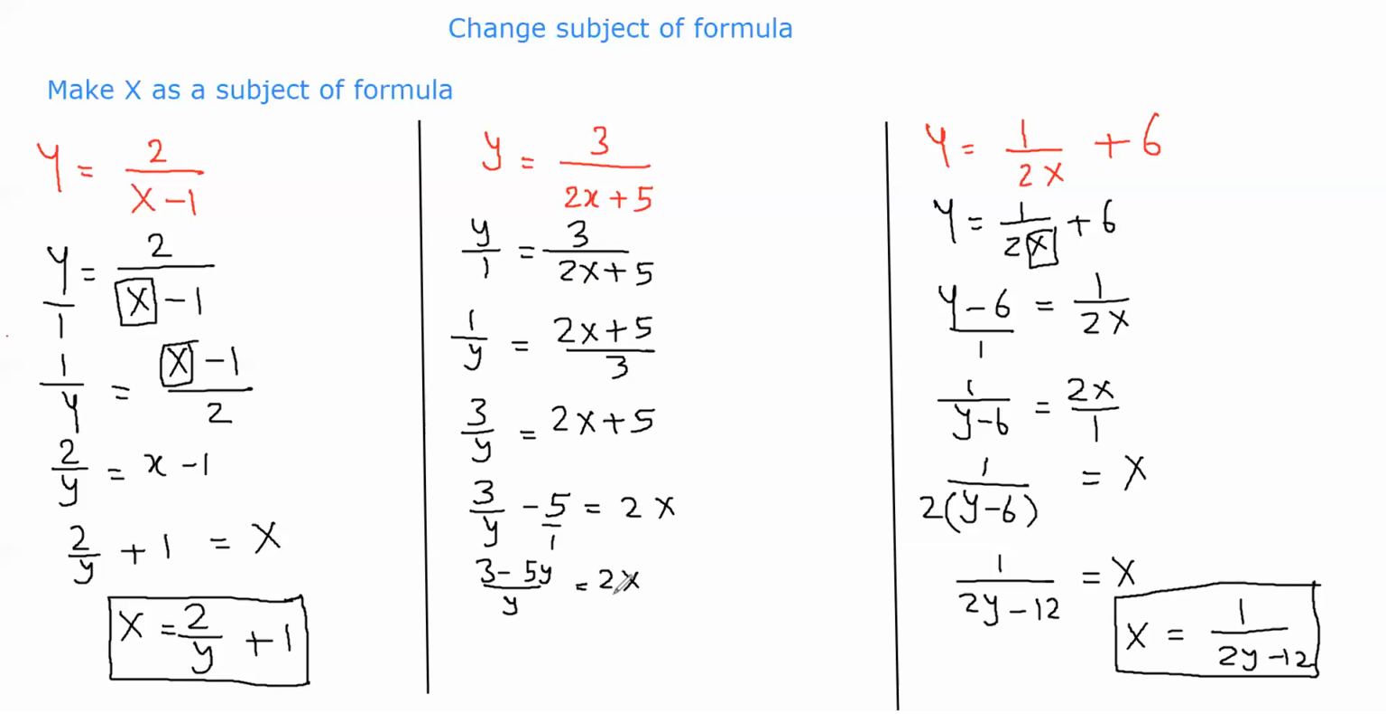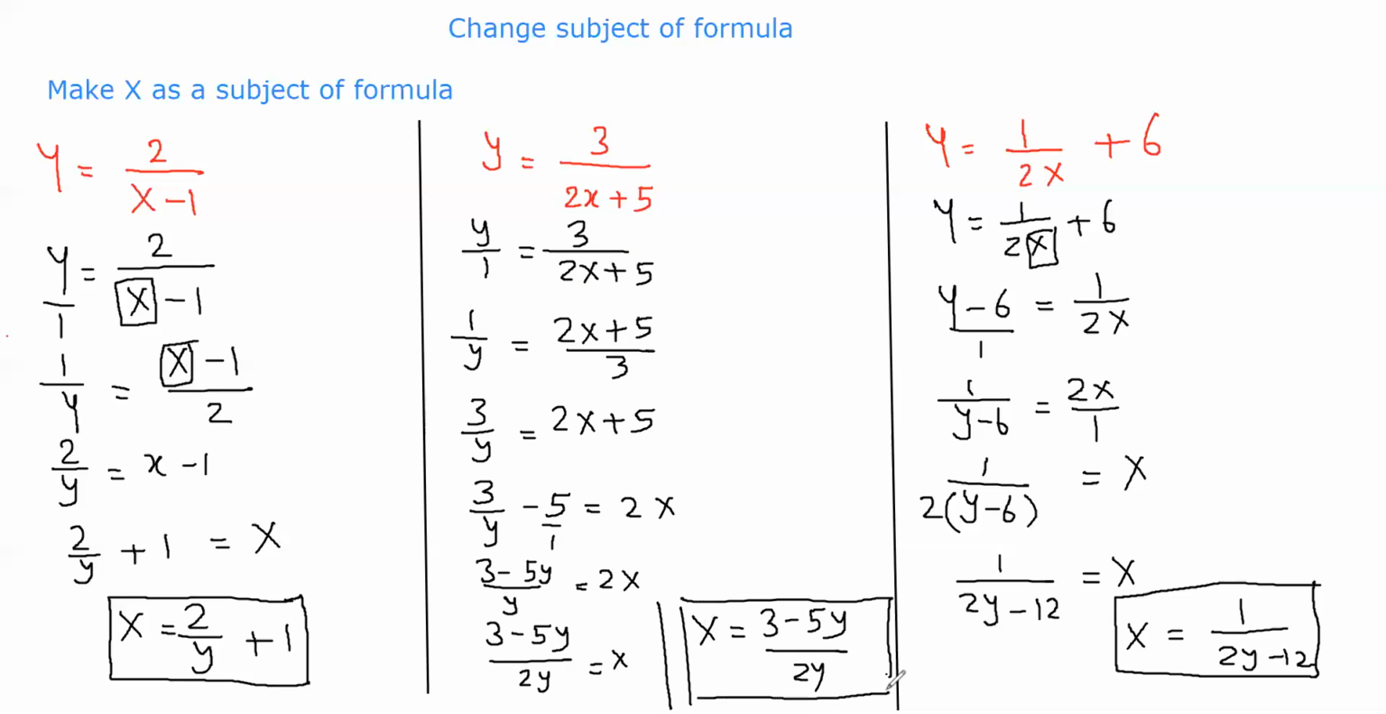Right. Now this 2 is in multiply here, I can shift it into the divide. So 3 minus 5y divided by 2y is equal to x. Or I can write x is equal to 3 take away 5y divided by 2y, as the subject of the formula. Right. Amazing. Let's do the next question.